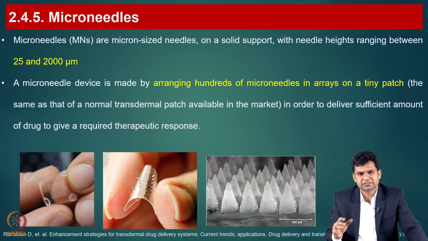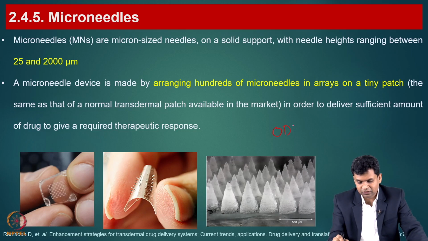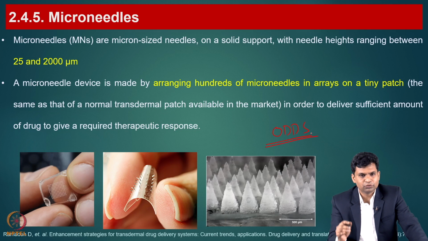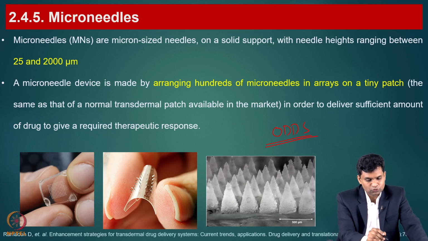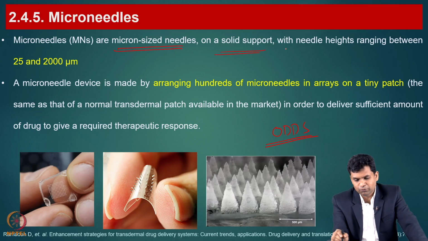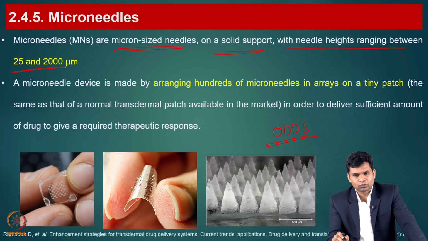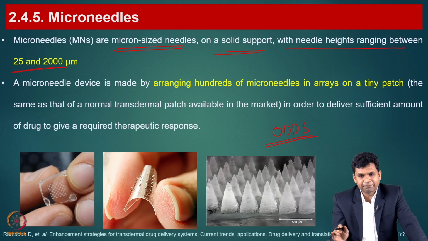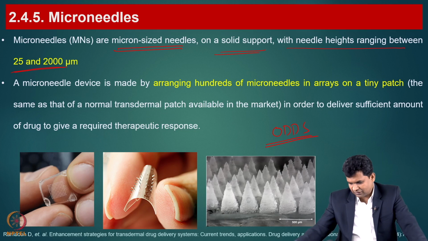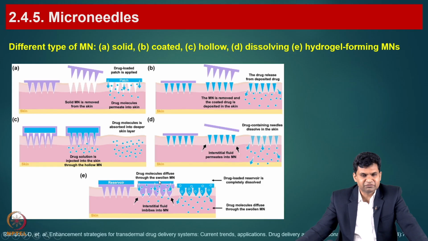And microneedles, this we have already discussed again in the ocular drug delivery systems. You can refer to previous classes also. So, as we discussed, microneedles are the micron size needles which have a solid support, and this needle height ranges from 25 to 2000 micrometers. So, here you can bypass, the word is very important, we can bypass all types of the stratum corneum barriers. Because it works as a needle, it can penetrate into the deeper layers of the skin, which will deliver the drug. Of course, the cost is very high compared with the conventional formulations.